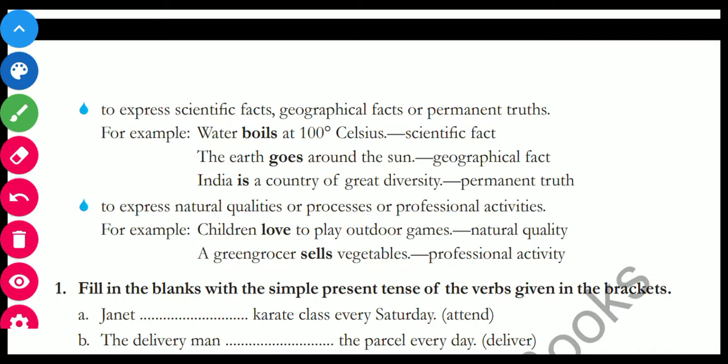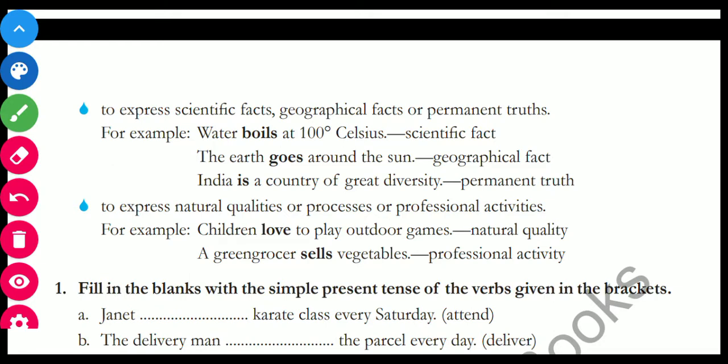It also is used to express natural qualities or processes of professional activities, that children love to play outdoor games. ये natural चीज है. ठीक है, बच्चों को बाहर खेलना पसंद है. They love to play outdoor games. So this is a natural thing. Okay, the teacher teaches. This is the professional activity which is obvious that the teacher पढ़ाएगी. Teacher is going to teach.